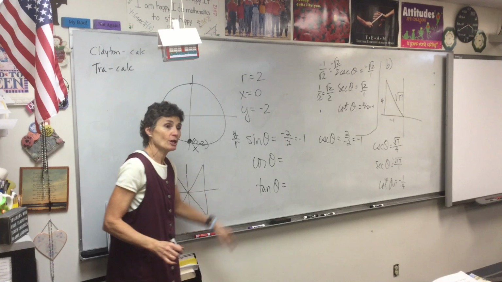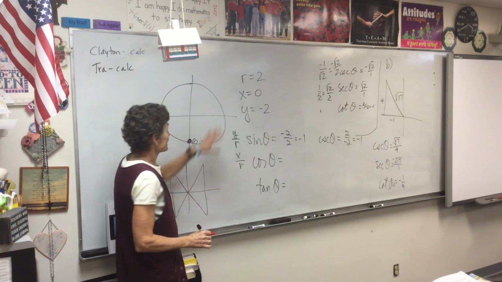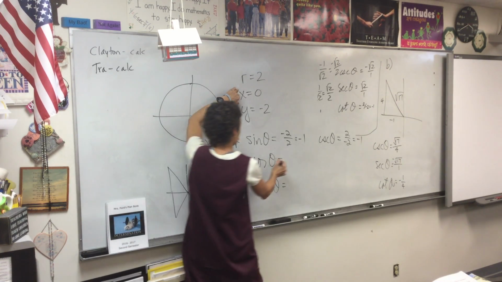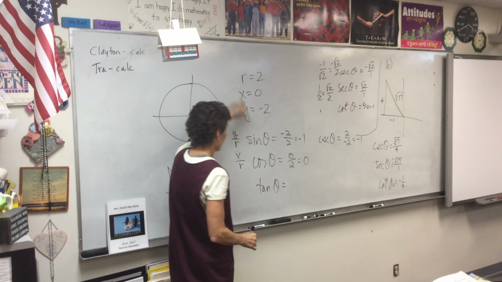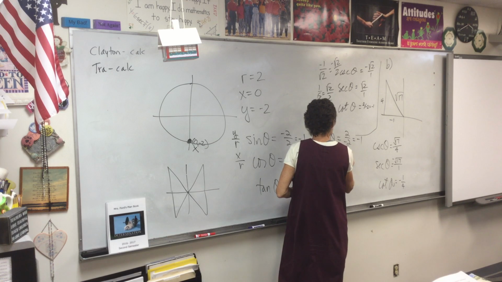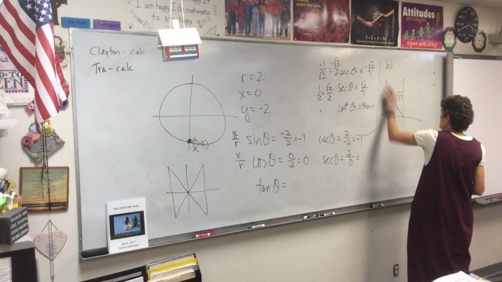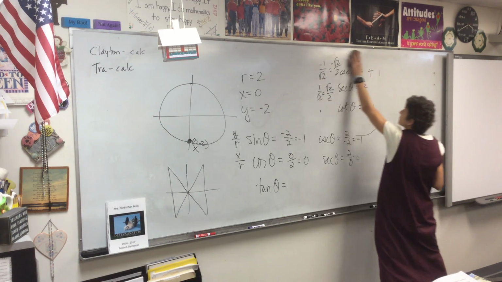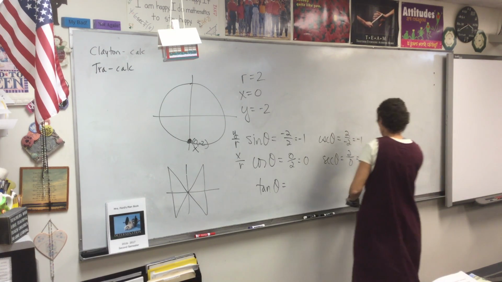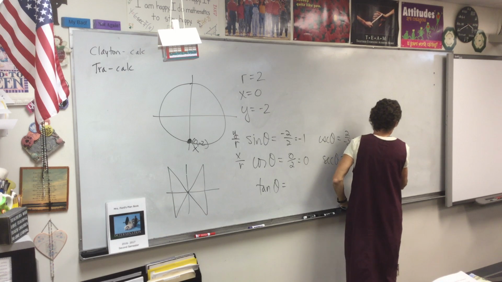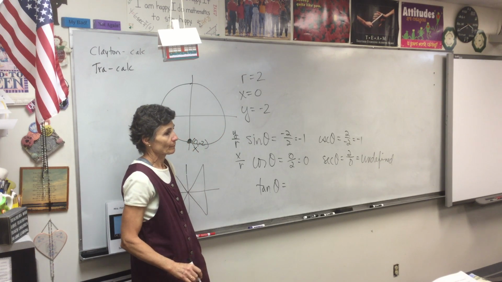All right, anybody remember the cosine? X over r. So what's x over r? X would be 0 over 2, or 0? Yeah. Which means the secant is 2 over 0, which is what? 2 over 0 is undefined. You can't have a 0 in the bottom. I'll just abbreviate that.